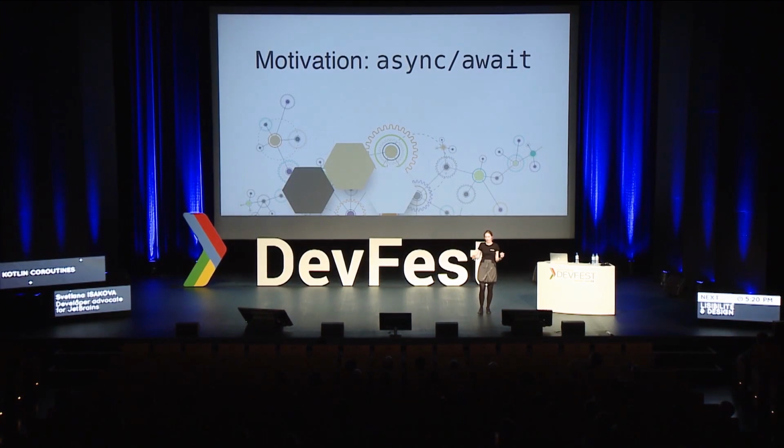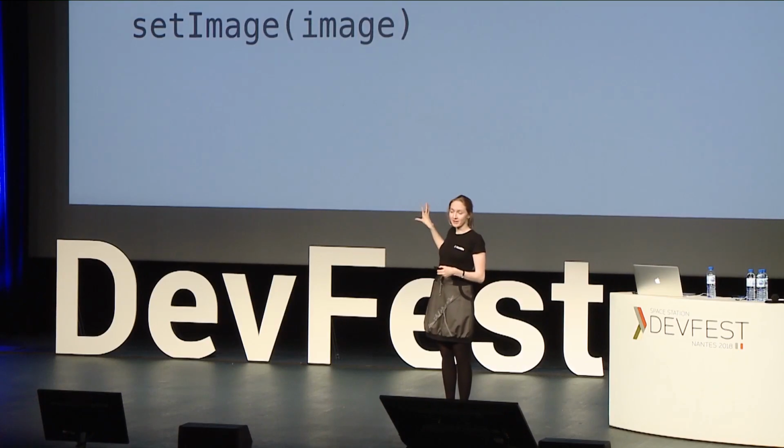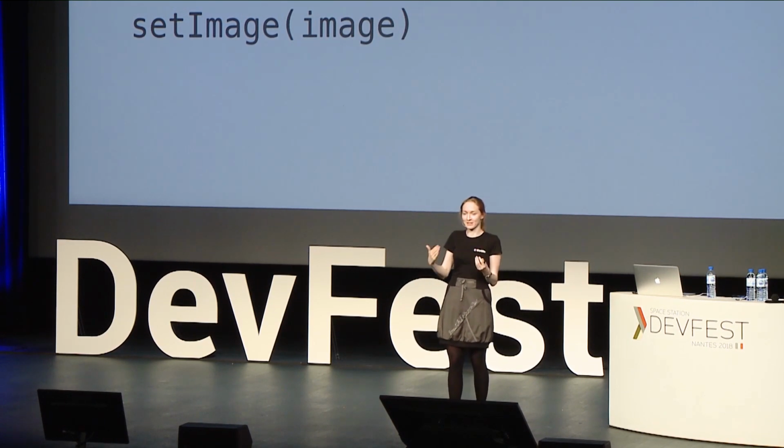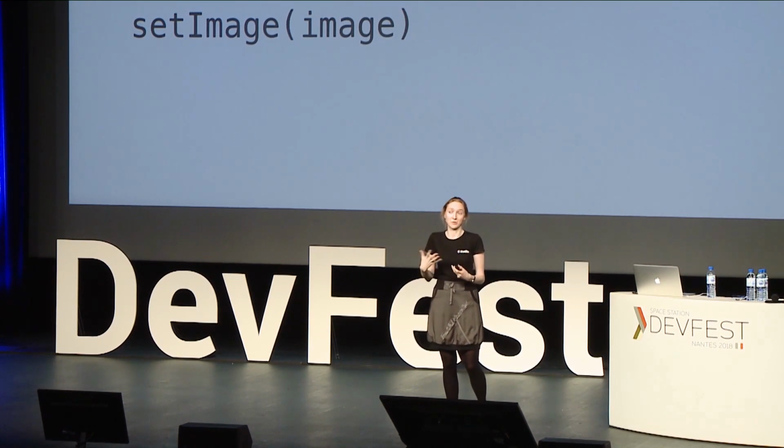And now I will explain what it is and why we have this. So let's start with a motivational example. I'll start with an example for async await. At first, let's start with this very simple piece of code. It is very simple, consecutive, and straightforward, but it is wrong.